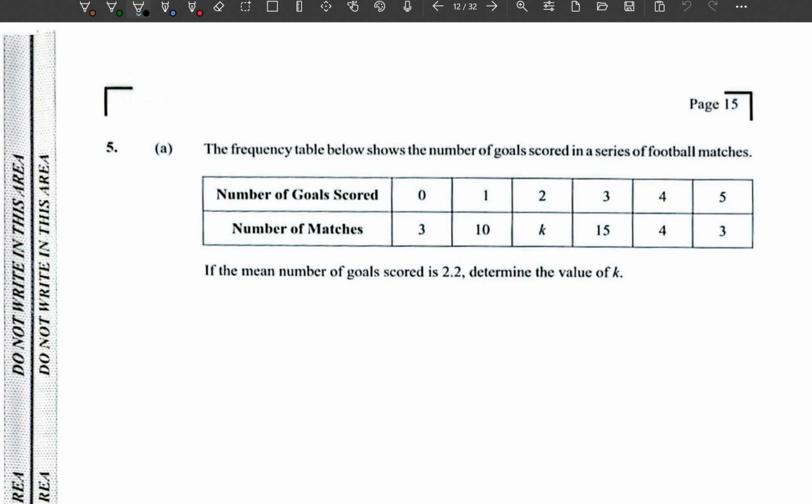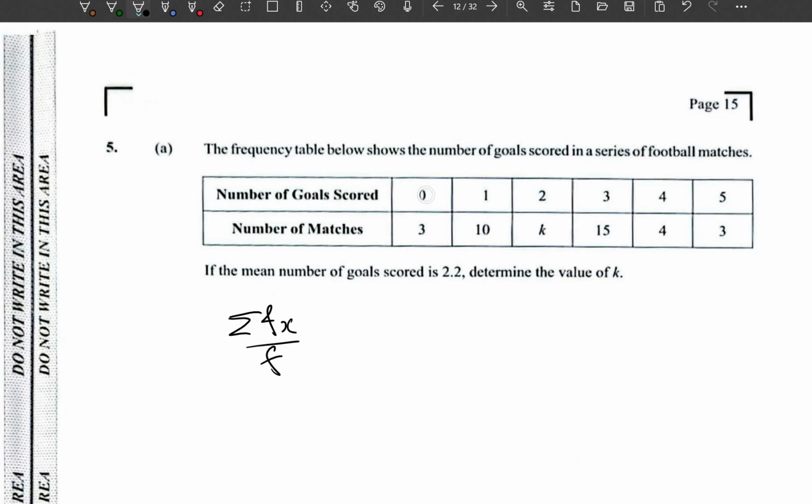Part 5, we have a frequency table showing the number of goals scored in a series of football matches. They told us that the mean number of goals scored is 2.2. They want us to determine the value of k. For frequency tables, the mean is given by the summation of f x divided by f, where f is the frequency of occurrence and x is the value that we are interested in.